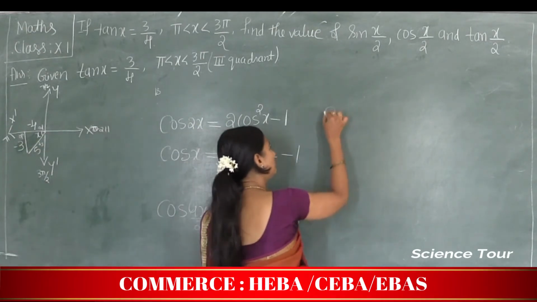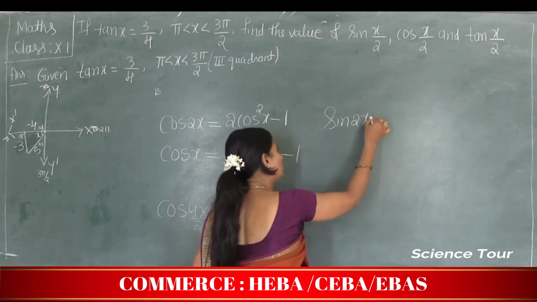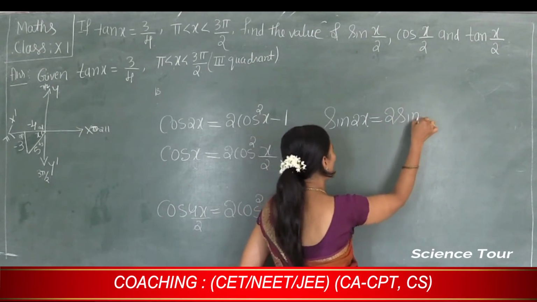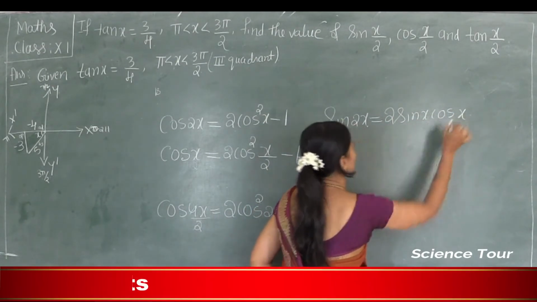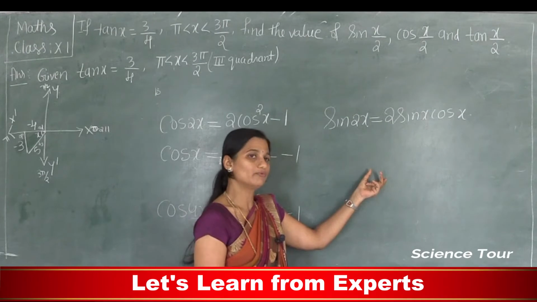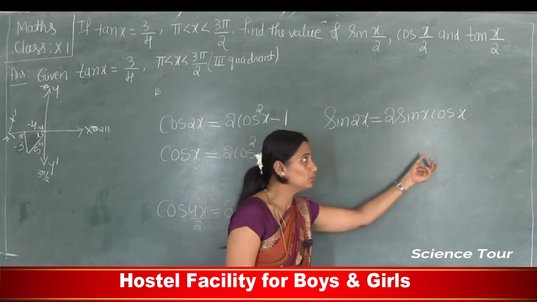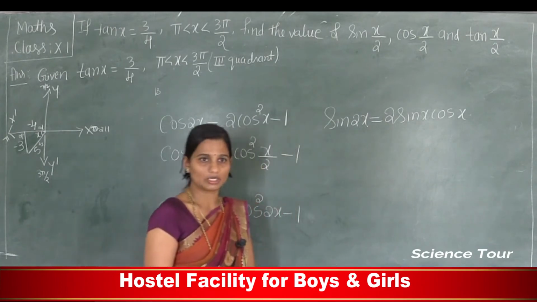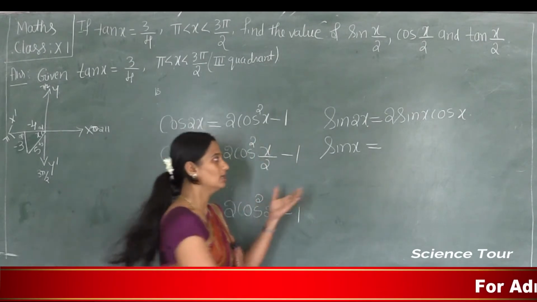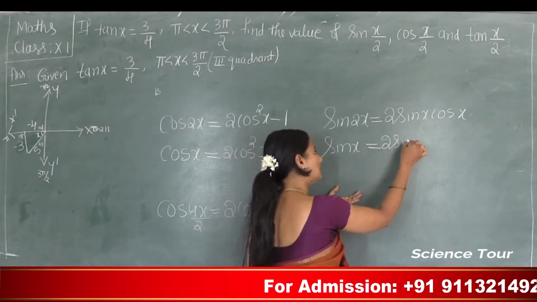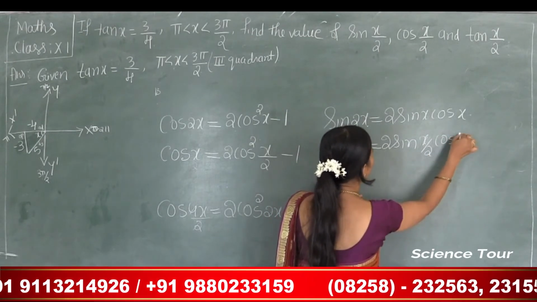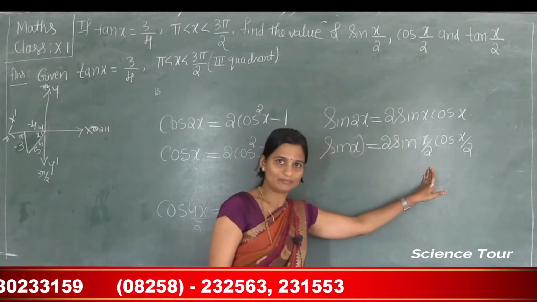Now next, compare with this one. You know what is your sin 2x formula? What is sin 2x? Sin 2x is 2 sin x into cos x. Correct, no? Suppose sin 4x. What is the value of sin 4x? Sin 4x is 2 sin 2x into cos 2x. Already you know. Suppose I need sin x. Sin x is equal to what? So here it is 2 sin x by 2 cos x by 2. Is this clear?